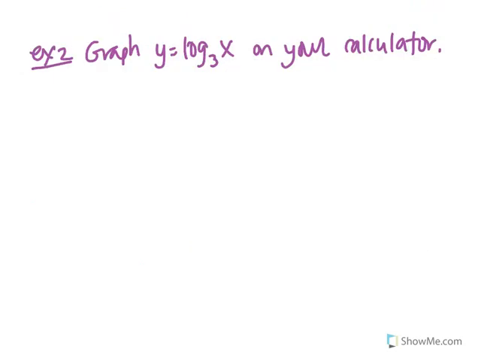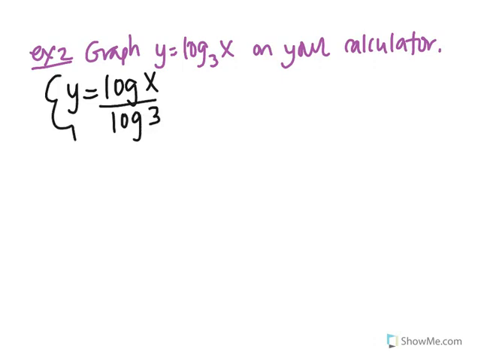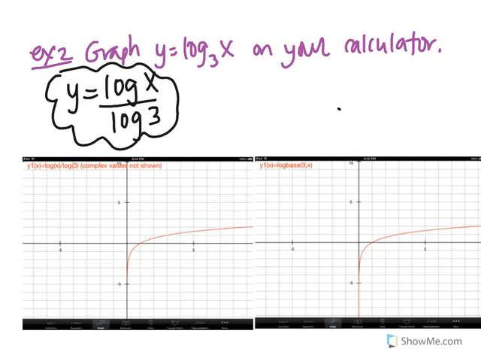In this example, you're asked to graph log base 3 of x on your calculator. And again, if your calculator only works in base 10, you're going to have to type in log of x over log of 3. You're going to have to put it in base 10 so you can type it in. So you would type this in, and then you'd get your graph. Below, I'll show you how you type in log of x over log of 3.